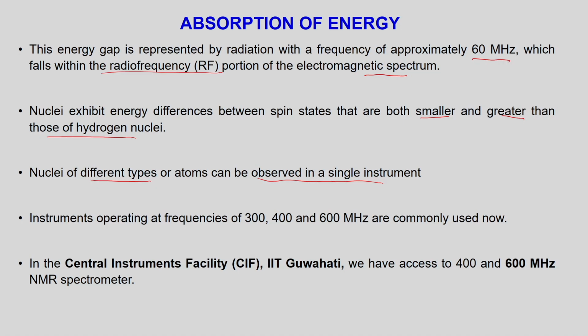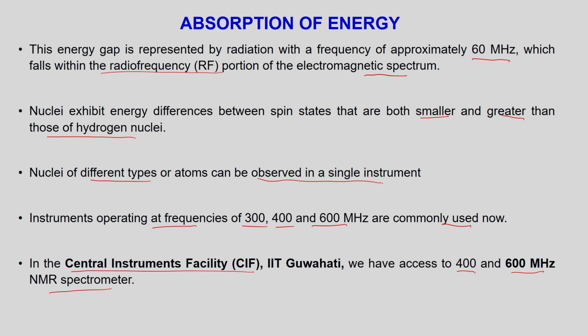Instruments operating at frequencies of 300, 400, 600 megahertz are commonly used. In our parent institute, we have the Central Instrumentation Facility, CIF, IIT Guwahati, where we have access to both 400 and 600 megahertz NMR spectrophotometers, along with different probes for scanning different nuclei.